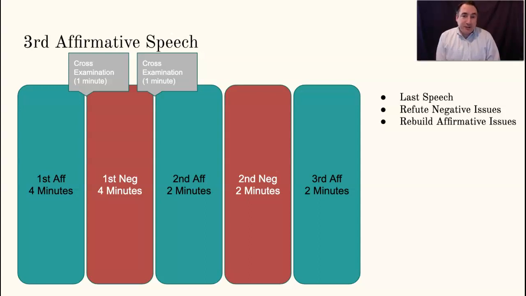In the next video, we're going to show you what that looks like if we had an actual resolution. But hopefully that clarifies what the debate is going to look like for our class. It's going to start with an affirmative constructive for 4 minutes. We'll then have a cross-examination for 1 minute, or we might skip that this semester. We'll then do a first negative for 4 minutes, a cross-examination for 1 minute, an affirmative rebuttal for 2 minutes, a negative rebuttal for 2 minutes, and a final affirmative rebuttal for 2 minutes.